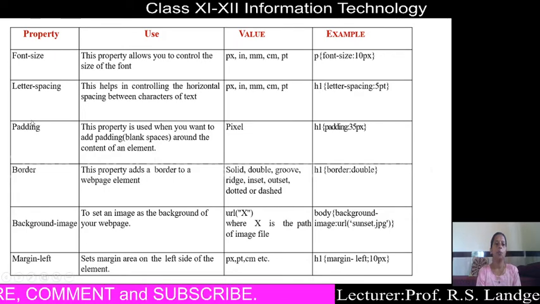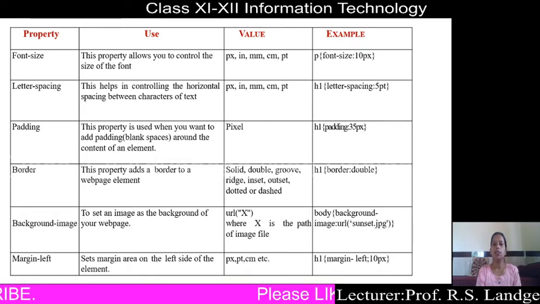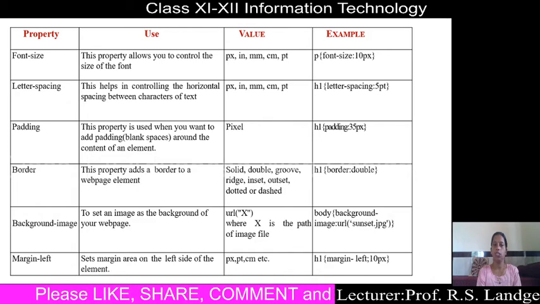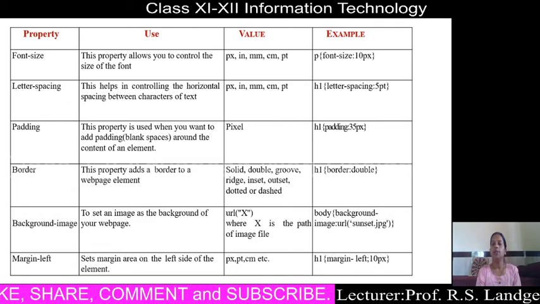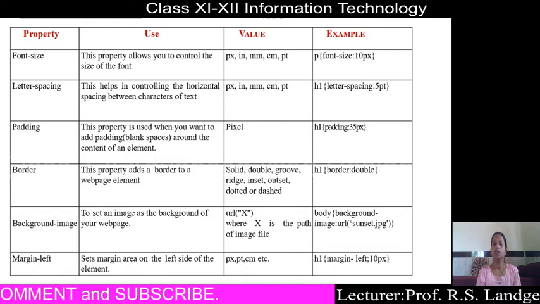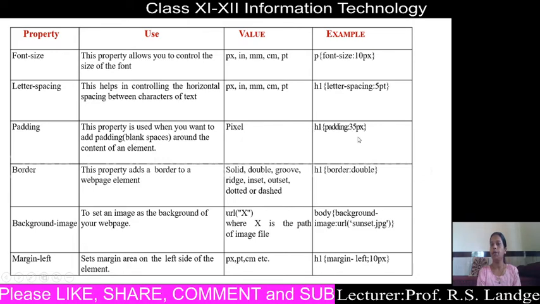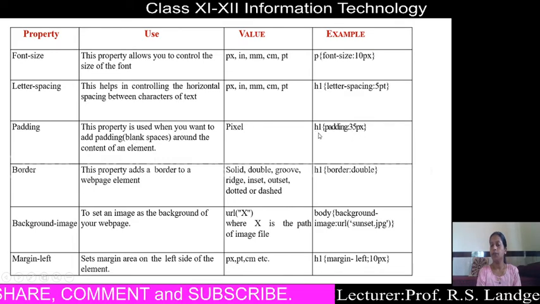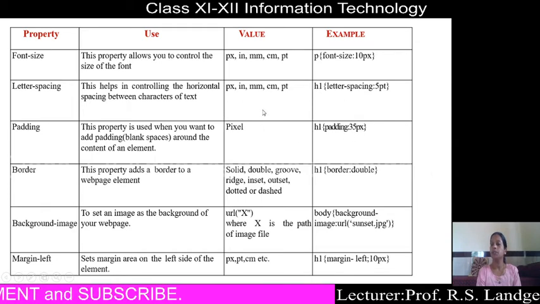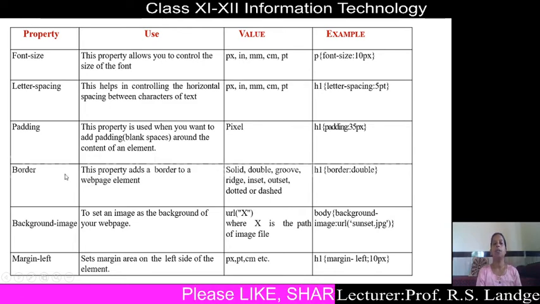Then the next property is padding. If the user wants to insert some space around the content, then the padding property is used. That means if we want to add blank space around the text, the padding property is used. Its value is in pixels. For example, H1 padding colon 35px means for the heading tag 35 pixel space will be added at the left, right, top and bottom side.